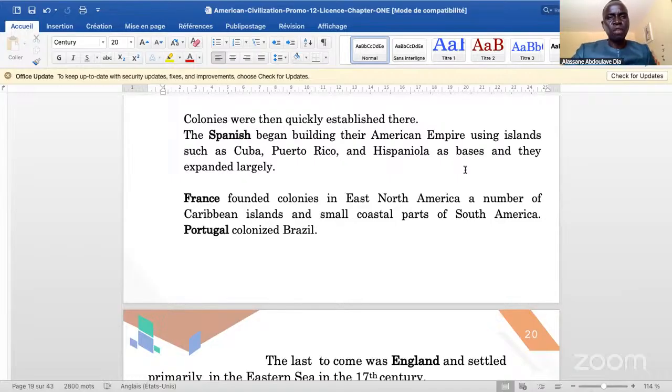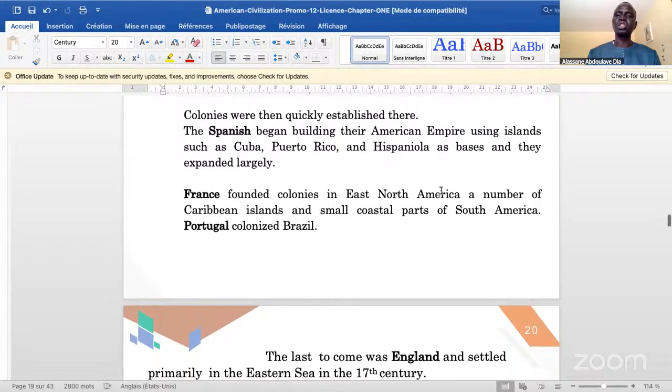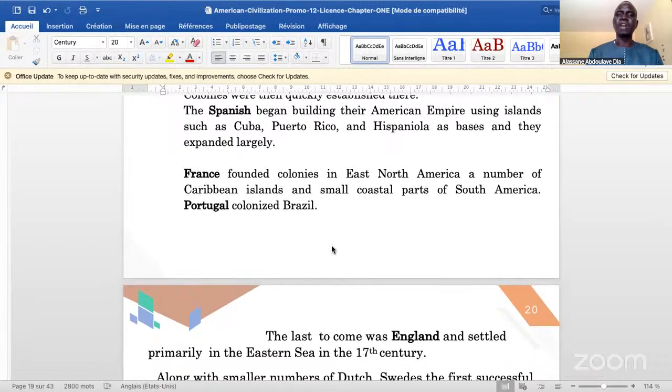America was a land of competition. If I explain to you, class, in simple words, America was an attractive land, and it was a land of competition. So these three superpowers are going to occupy the land. The Spanish began building their American empire using islands such as Cuba, Puerto Rico, and Hispaniola. And France founded colonies in East North America, a number of Caribbean islands, and small coastal parts of South America.